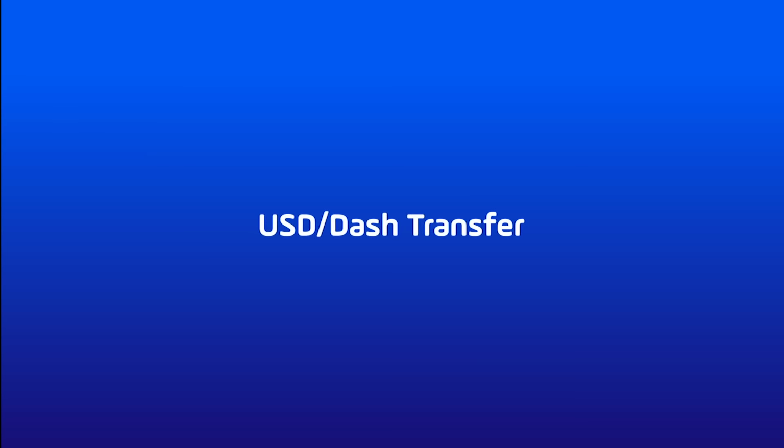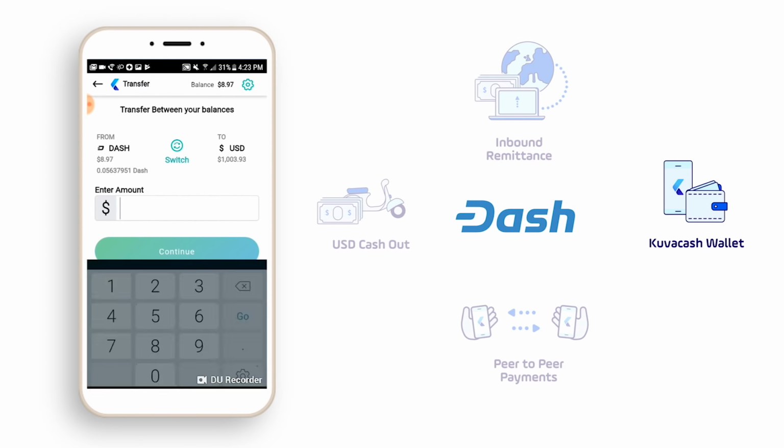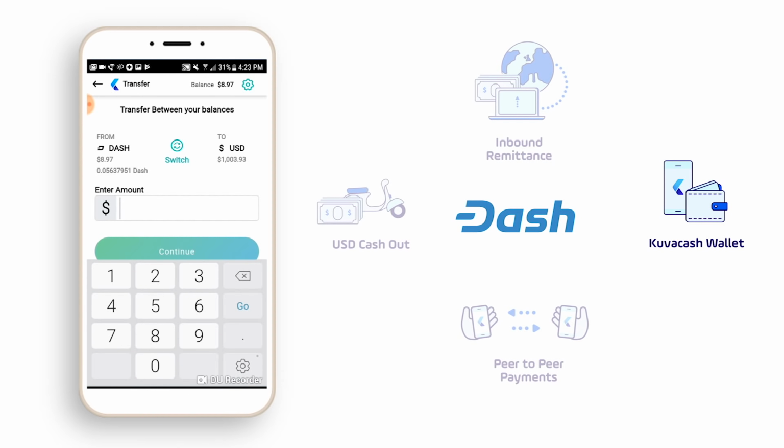So now we're going to demonstrate transferring funds from your Dash balance to your USD balance. So why would a user want to do that? In order to book cash, a user will have to have a balance available in their USD ledger. So to do this, the user will just go to their thumb level menu, press transfer, and let's transfer 50 cents, which is an unrealistic amount, but for the purposes of this demo it works.